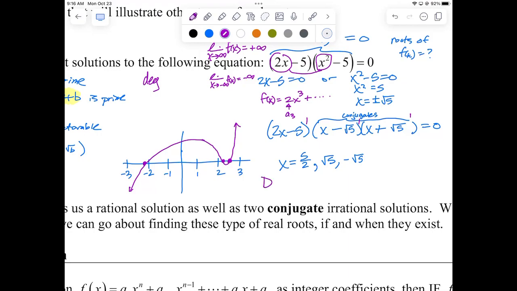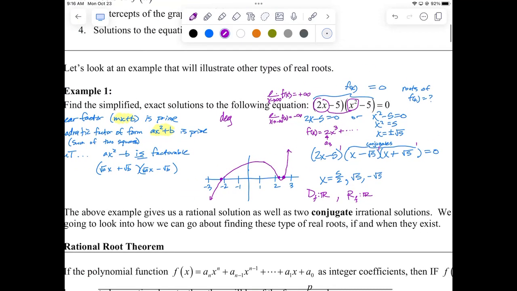What's the domain of this function? All real numbers. We could have done that with our eyes closed, right? But what's the range of this function? All real numbers, because it's an odd function. We now could have done that with our eyes closed. Okay.